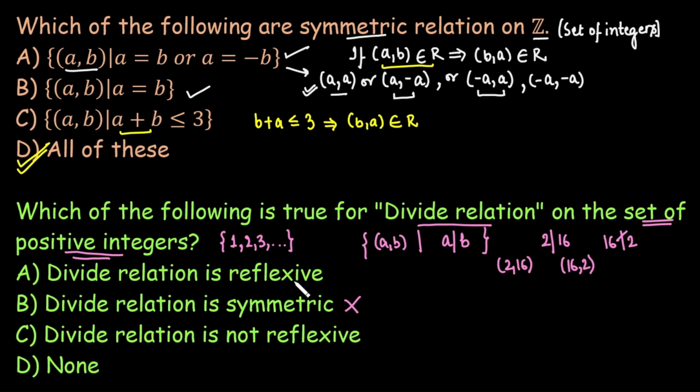Whether this is reflexive: does every element divide itself? Yes. So clearly the divides relation on the set of positive integers is reflexive. So hence we can discard option C as well.